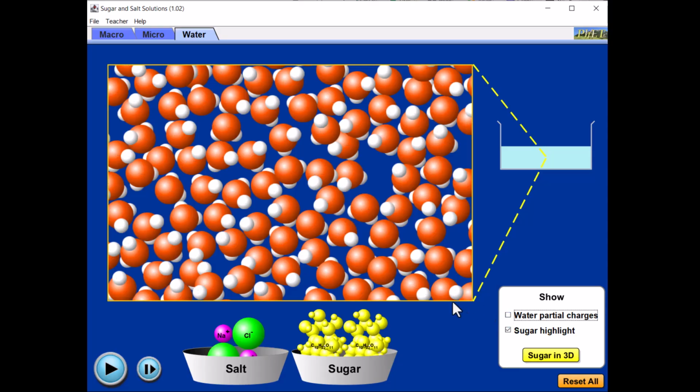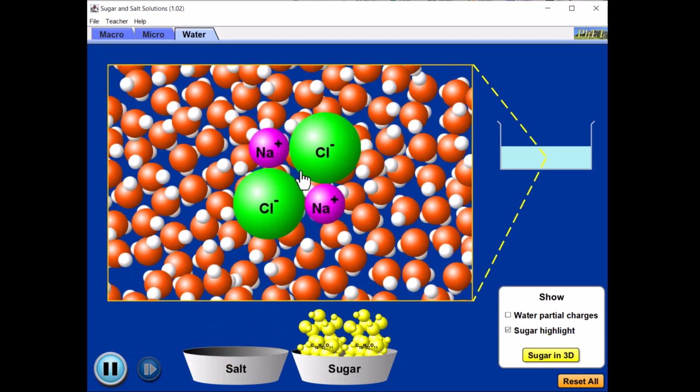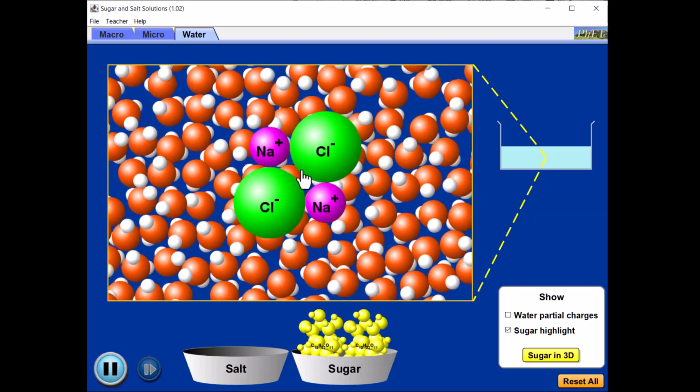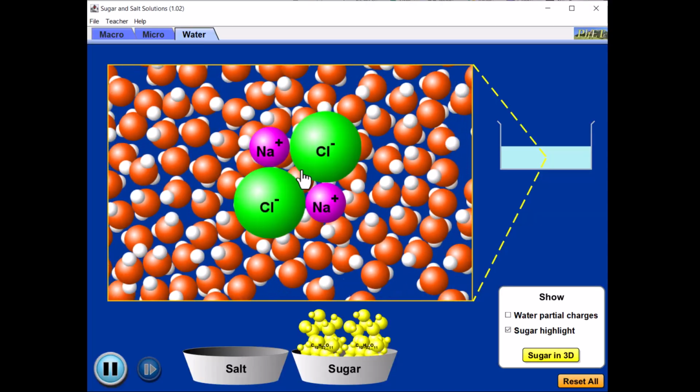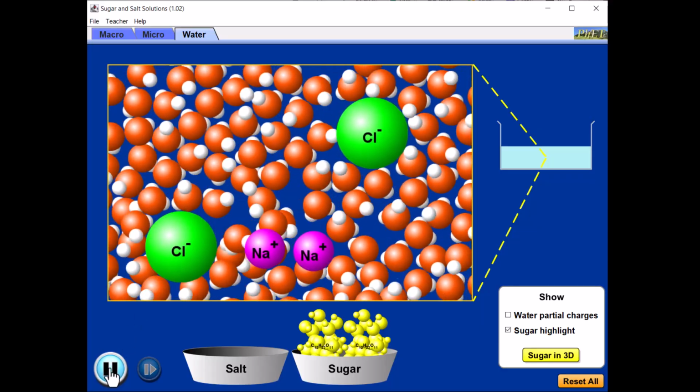So let me get rid of that for a moment and let's see what happens if we add some salt to solution. So we'll get those guys moving. So here's our sodium chloride. Again, we've got the chlorine ions that are green and the sodium ions that are pink. So we'll put this in solution, we'll see what happens.